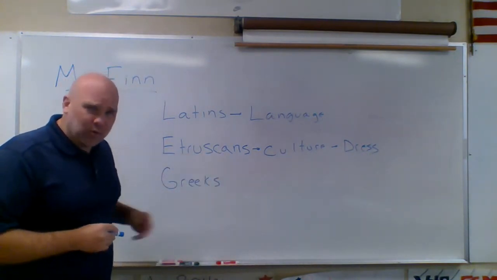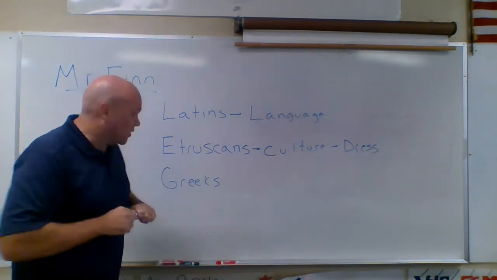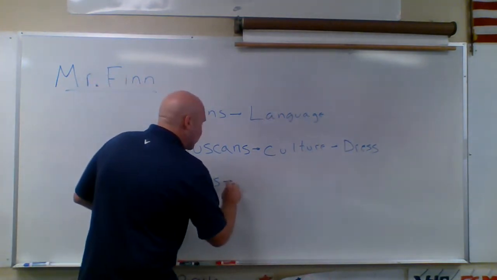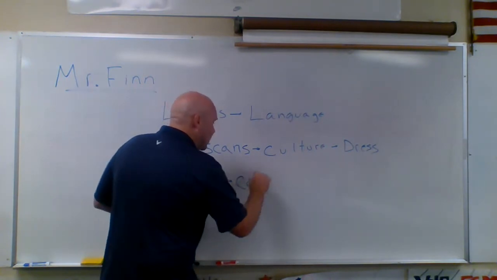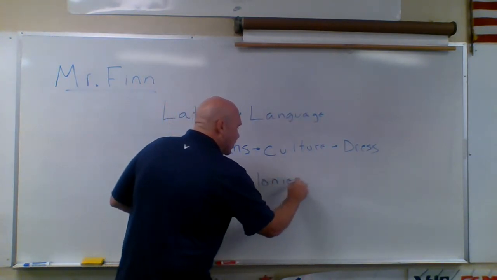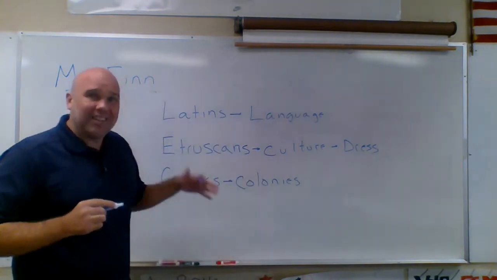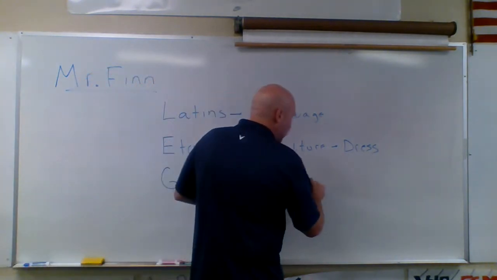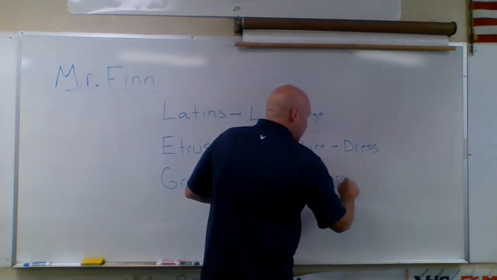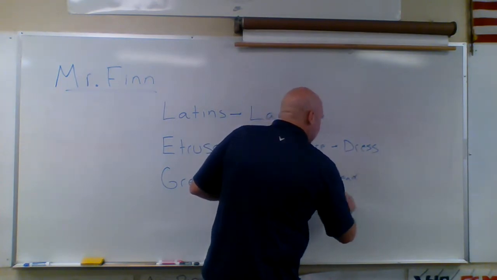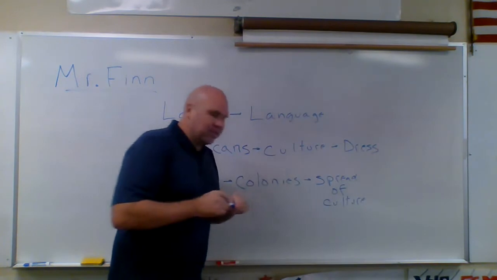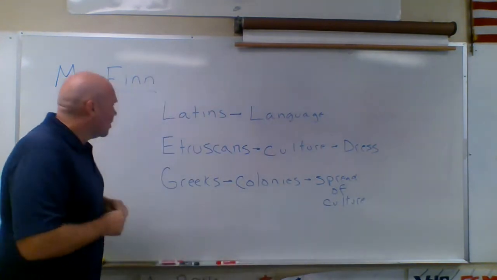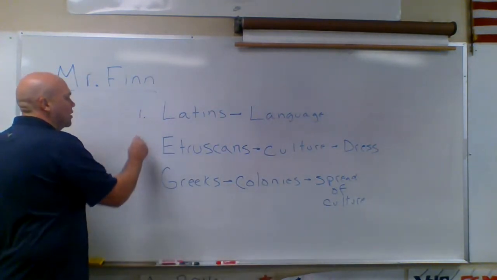And then, of course, we have the Greeks. Greeks with their Western civilization also is going to be big on the Italian peninsula because they have what we talked about in our last unit, colonies across the Mediterranean. And these colonies are going to be a spread of culture as well. So the Roman civilization is going to be a mix of these three groups.